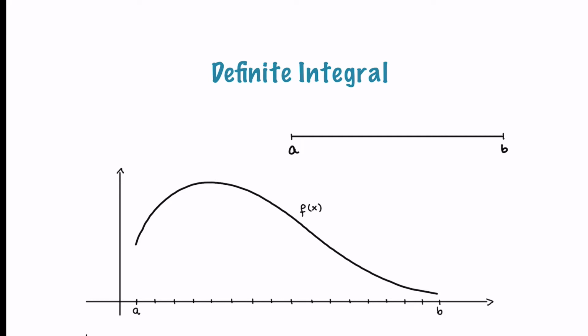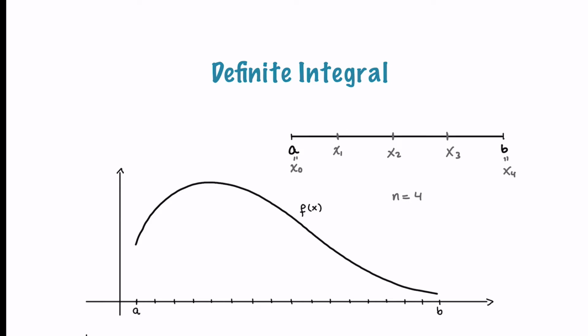So let's say we partition this into 4 pieces. Then we give a name to each of these ticks. We name A to be the first one, x0. Then we name the next tick x1, the next one x2, x3, and the last one x4. So for n equals 4, we partitioned the interval AB into 4 pieces, all of equal length.